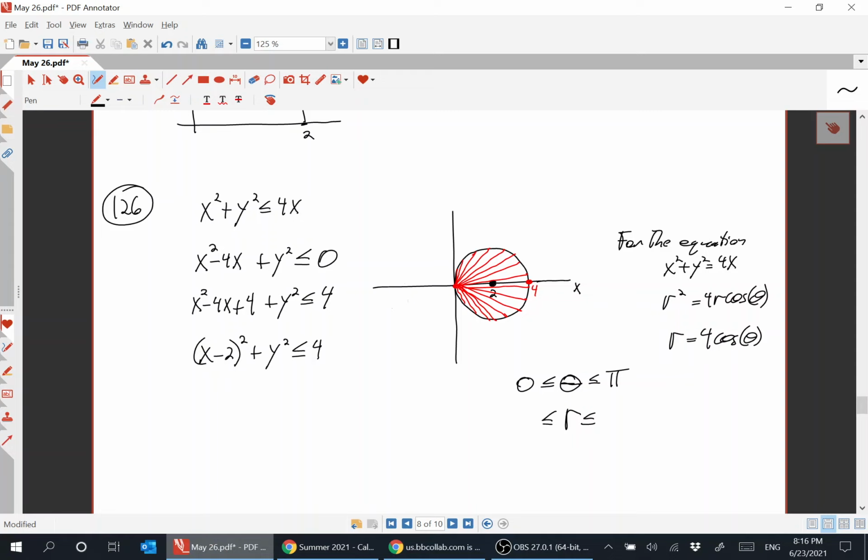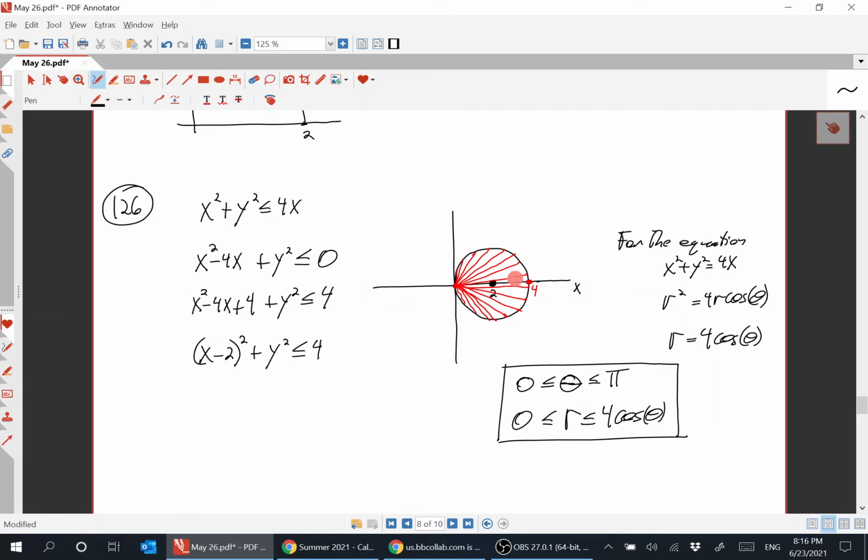Right, those red lines are the r's. So the full red line gets you out to the circle. To keep you inside the circle, r should go from where to where? Right, 0 to 4 cosine theta. So theta values from 0 to pi, and r values from 0 to 4 cosine theta, right?